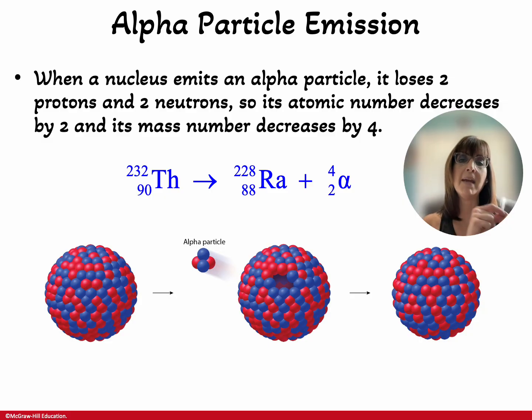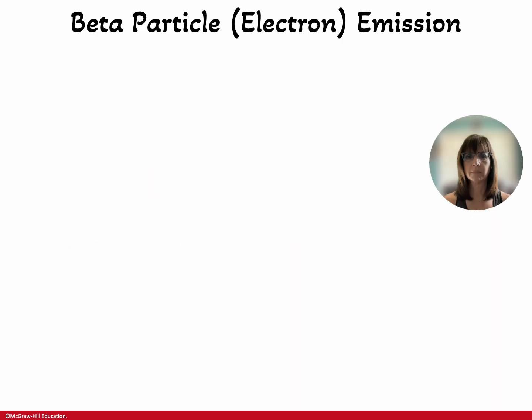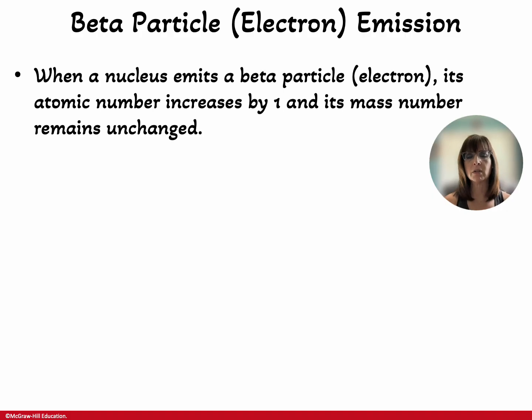So thorium became radium. And that is what is happening in a nuclear reaction. We are changing the nucleus somehow. And by changing the nucleus, we're changing the atom. Let's look at what happens when beta particle electron emission occurs.